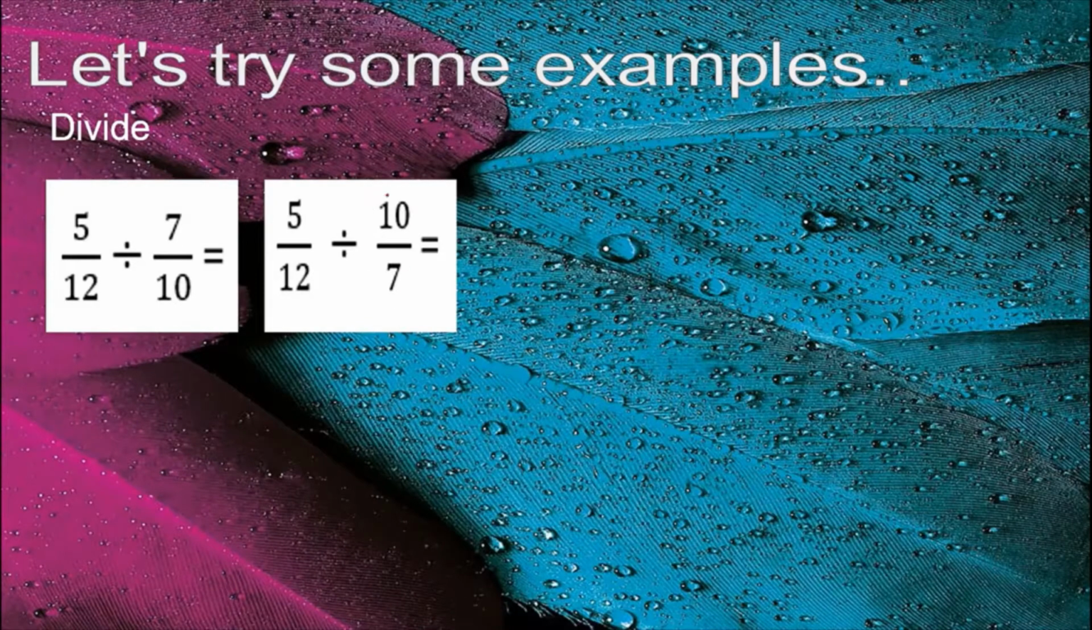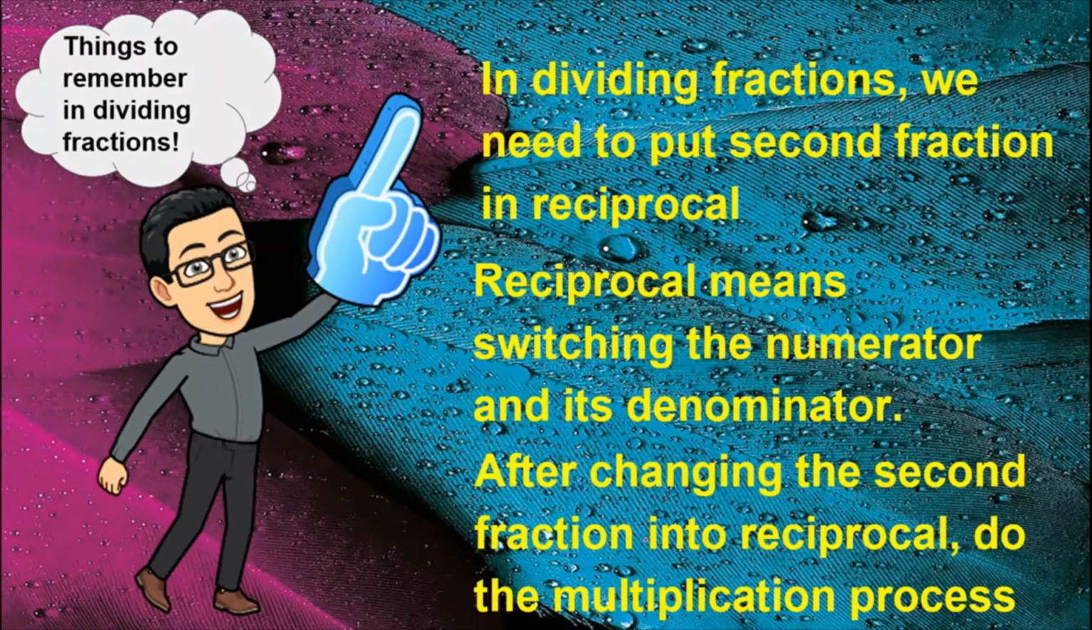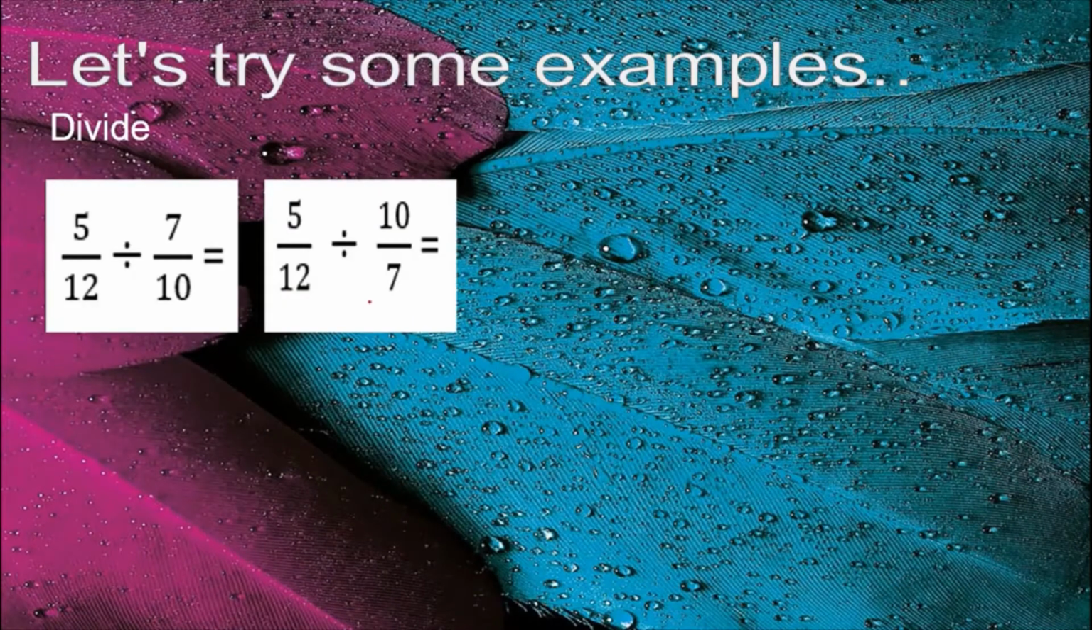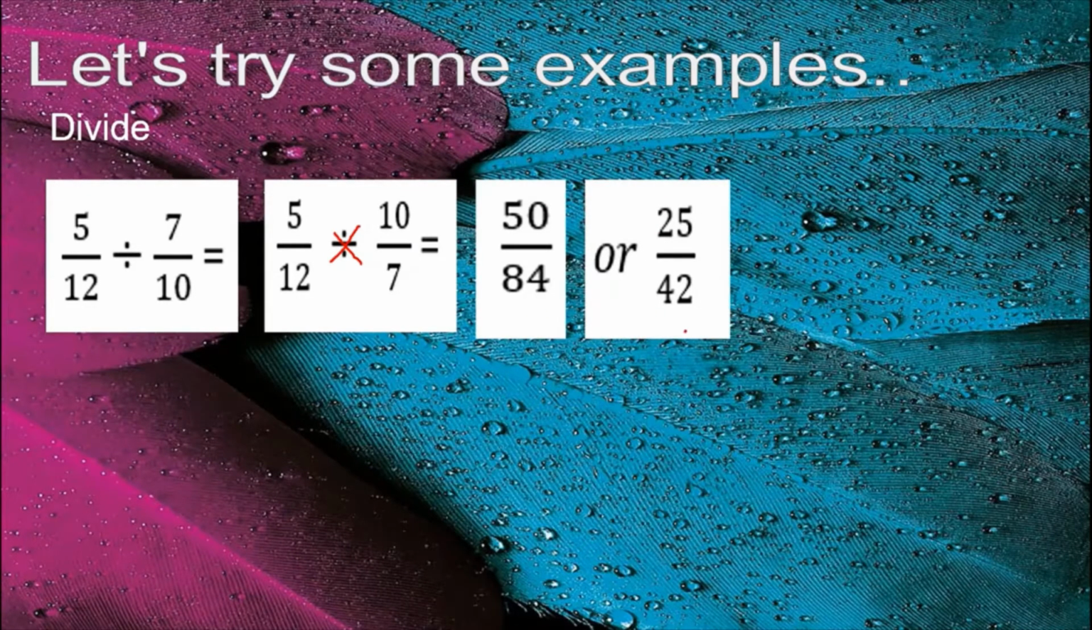So after we change this one into reciprocal, we need to do now the multiplication process. So let's now multiply. Okay, 5 times 10, that is 50, and 12 times 7, that is 84. Okay, question is, can we simplify 50 and 84? Yes. So let us simplify. The final answer for this one is 25 over 42. I just divide 50 and 84 by 2.